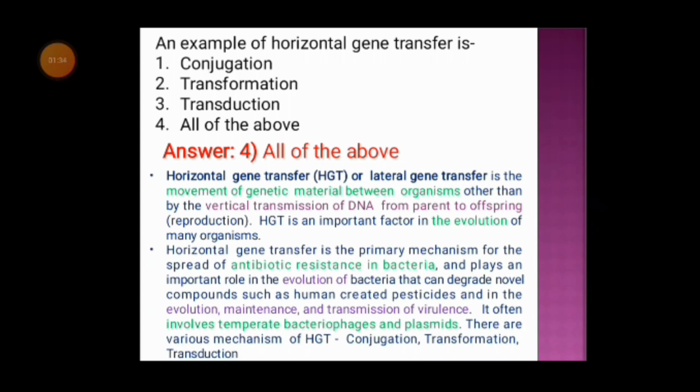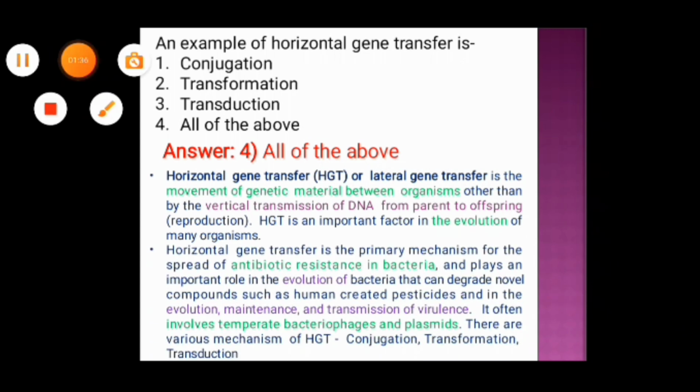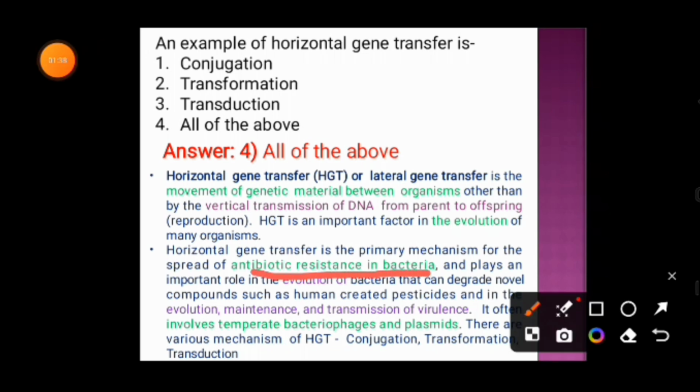And it is the primary mechanism for the spread of antibiotic resistance in bacteria. Nowadays, antibiotic resistance is a big problem, and this antibiotic resistance in bacteria spreads due to horizontal gene transfer.